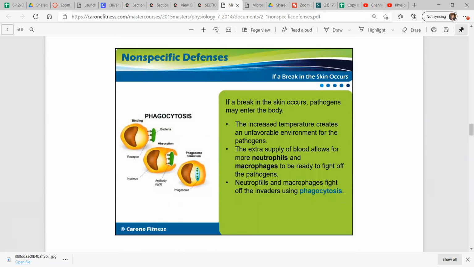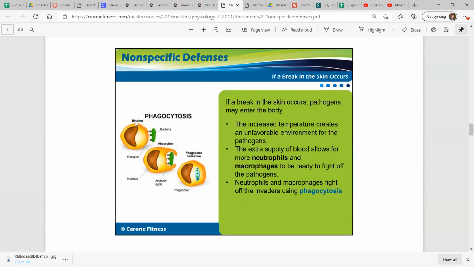If a break in the skin occurs, pathogens may enter the body. The increased temperature creates an unfavorable environment for the pathogens. The extra supply of blood allows for more neutrophils and macrophages to be ready to fight off the pathogens. Neutrophils and macrophages fight off the invaders using phagocytosis.